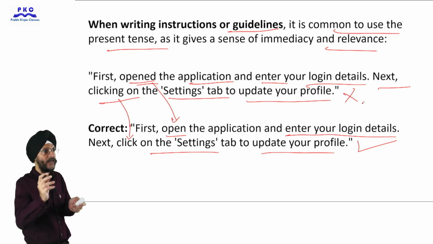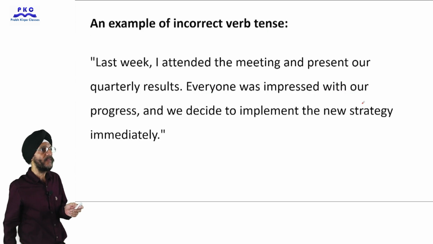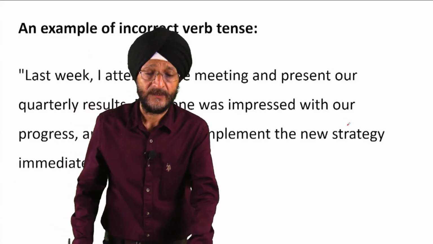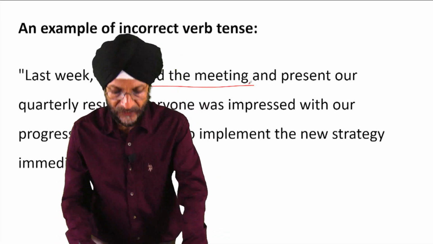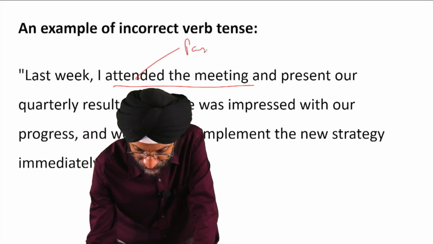An example of incorrect verb tense: last week I attended the meeting. What does the word attended show? It shows that we are talking about past.